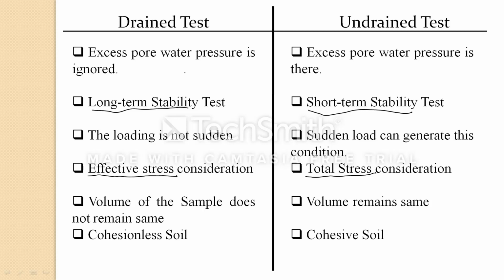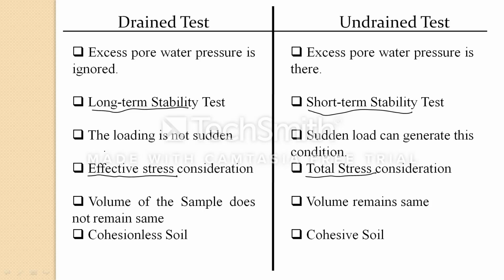That means it does not only depend on the soil type. Whether it is cohesionless soil or cohesive soil, it also depends on the drainage conditions of the soil. But still, normally we can assume that for cohesionless soil, the drained test is applicable, and for cohesive soil, the undrained test is applicable. We are going to go into details of it in the next few slides.